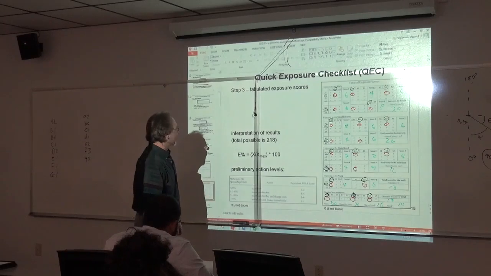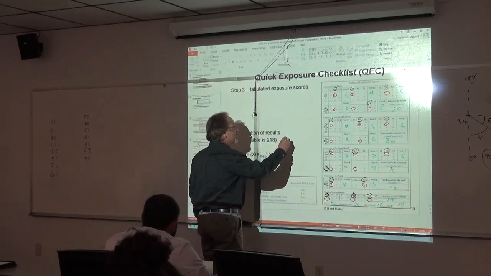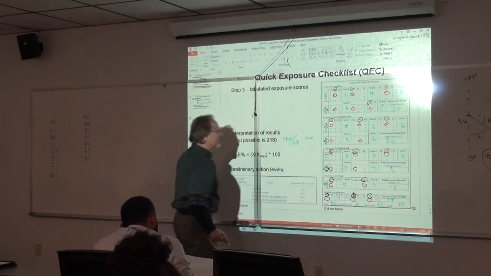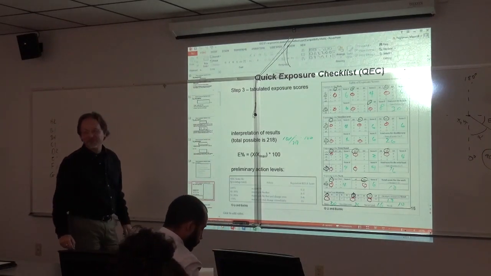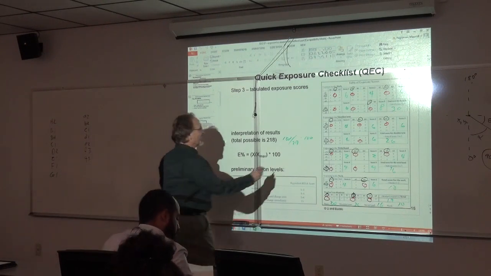Okay, so the total possible is 218, so this gives us 101 over 218 times 100. Somebody do that for me, just out of curiosity. It looks like it's going to be slightly less than 50%, but give me 46.3. 46.3, close.